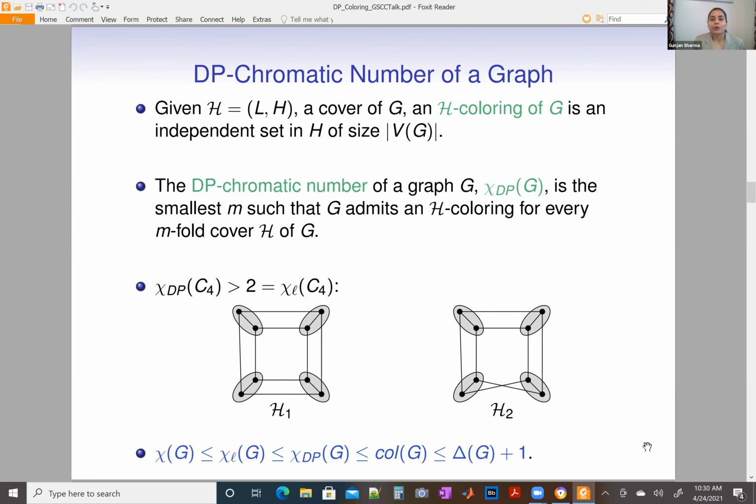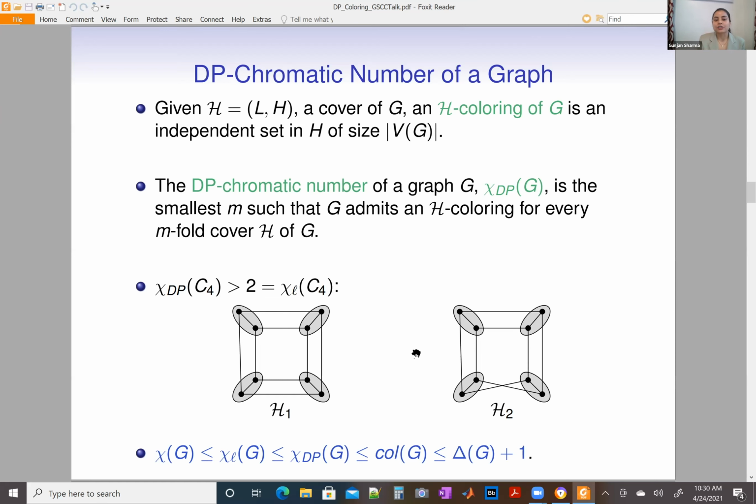Okay, so now moving on to the DP chromatic number of a graph. Before that, what we need to understand is when we say there is an H coloring of a graph. Given a cover H of graph G, we say that G has an H coloring if, as I mentioned already, we can find an independent set in H. The new information is that this set should be of size equal to the order of G. And the DP chromatic number is the smallest M such that G admits an H coloring for every M-fold cover H of G, which is very analogous to what we did in list coloring. So very, very similar.